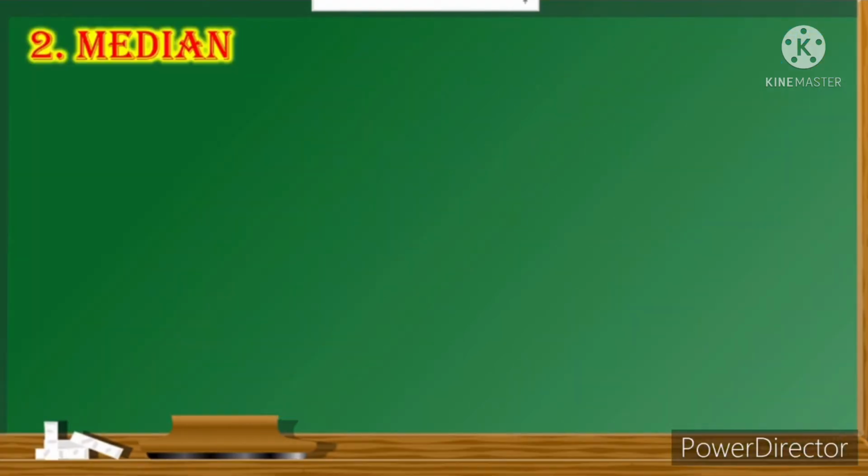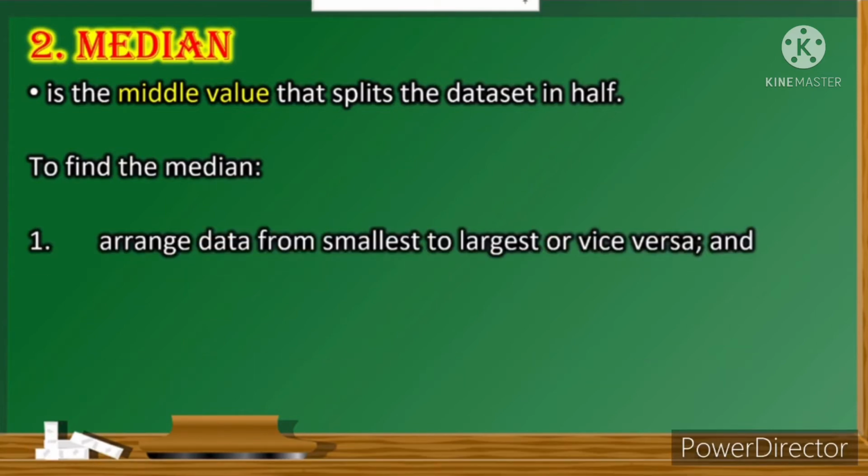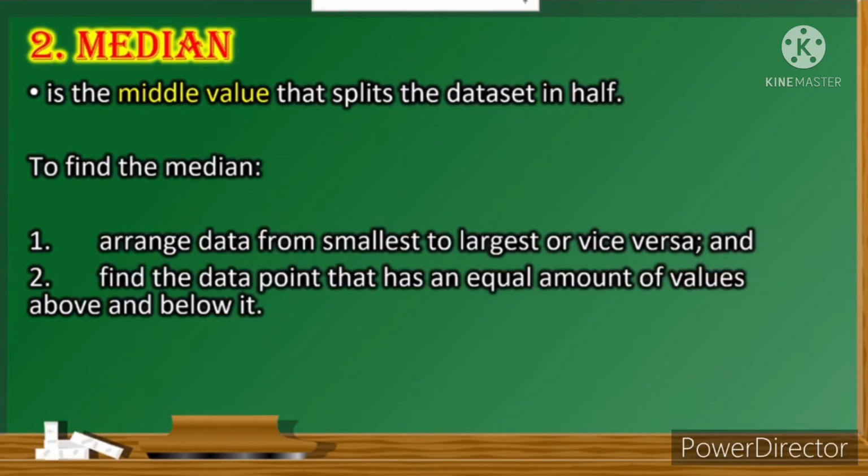Let us now move on to median. The median is the middle value that splits the data set in half. To find the median, these are the steps. The first step is arrange data from smallest to largest or vice versa. And last, find the data point that has an equal amount of values above and below it.